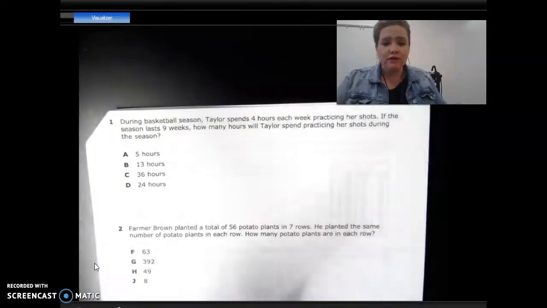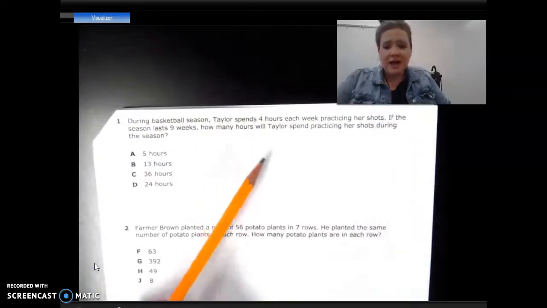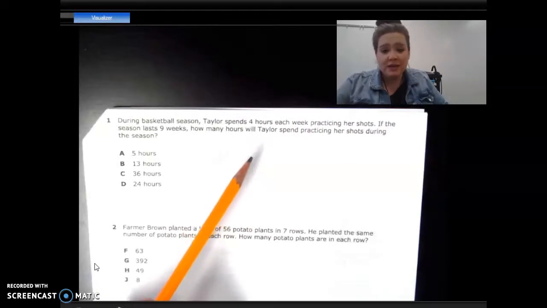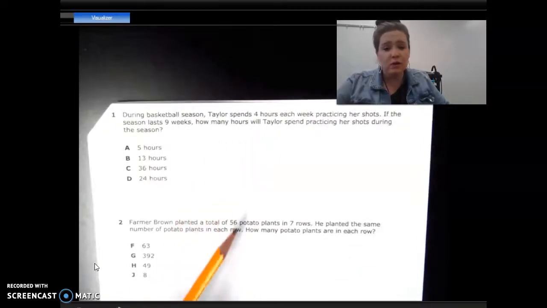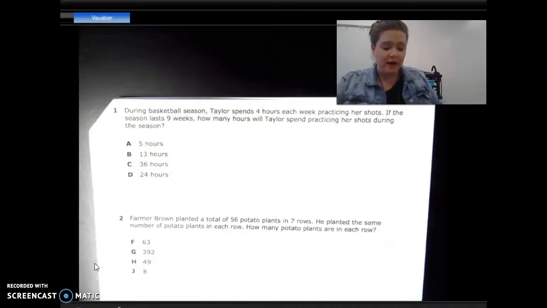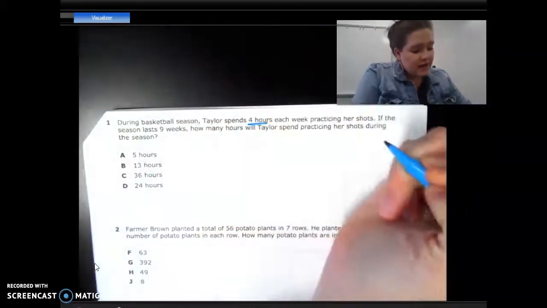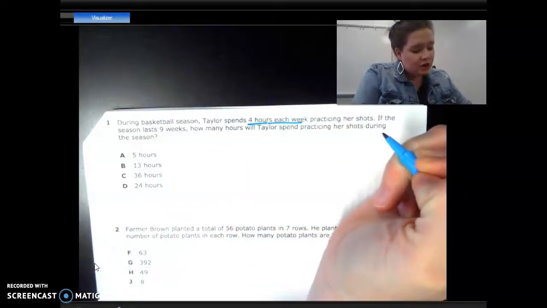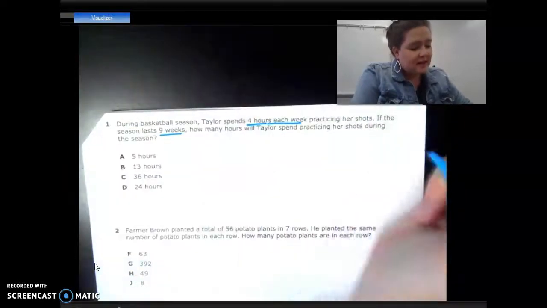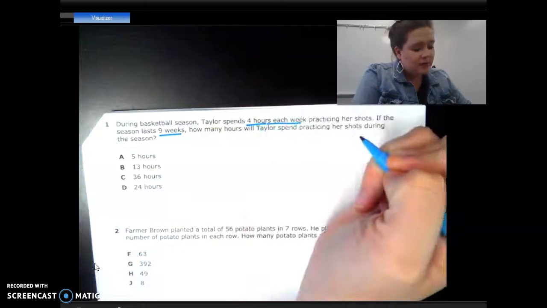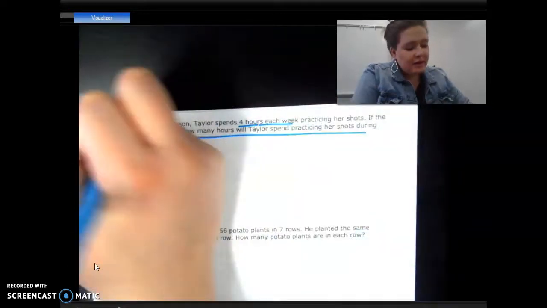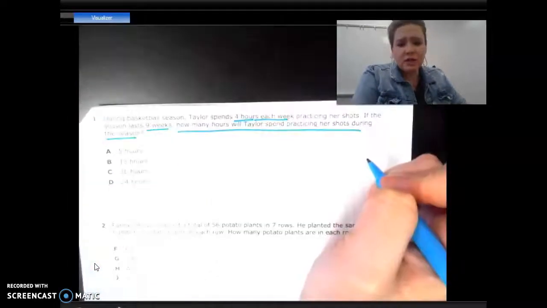First of all, I'm going to start with this one, and I'm just going to quickly do it. I'm not going to go through all of the steps, but I will go through all of the steps on the other problem, okay? It says, during basketball season, Taylor spends 4 hours each week practicing her shots. If the season lasts 9 weeks, how many hours will Taylor spend practicing her shots during the season?